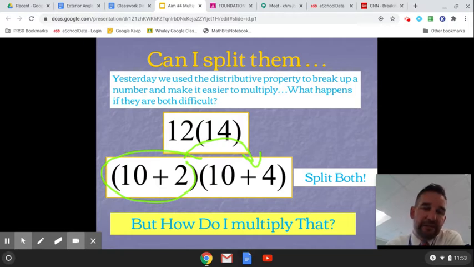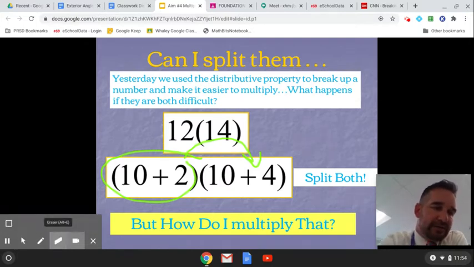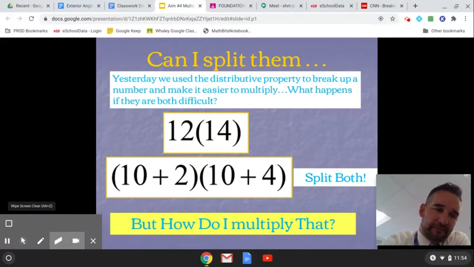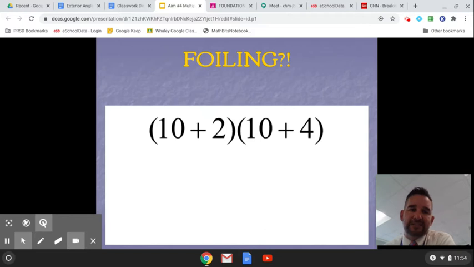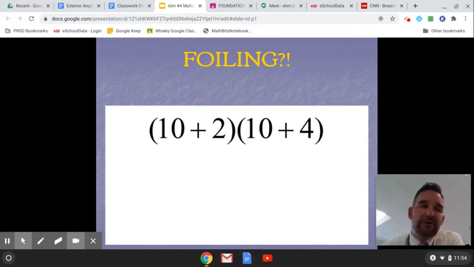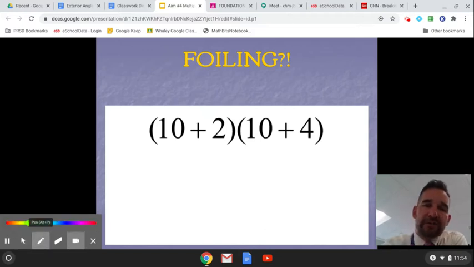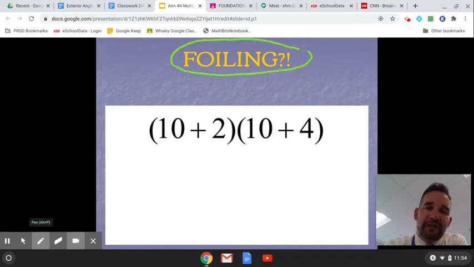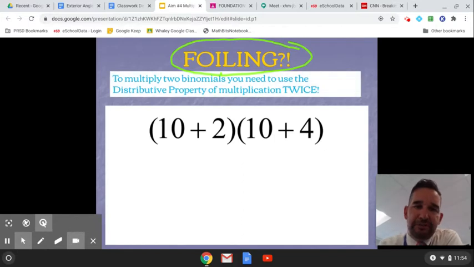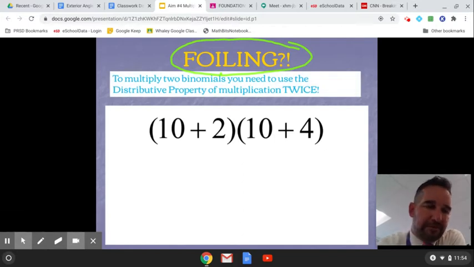So let's start with this problem, 12 times 14. Let's split it into 10 plus 2 and 10 plus 4 because multiplying by 10 is relatively easy. And let's explore how we would multiply this thing. Okay, this process is going to be called double distribution. You'll hear some teachers maybe at some point call this what we're about to do foiling, because the F stands for something, the O stands for something, the I stands for something, so does the L. But you're going to hear me call it double distribution. Okay, we're going to distribute twice.